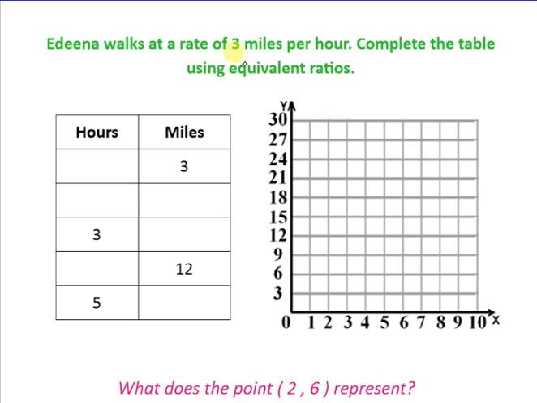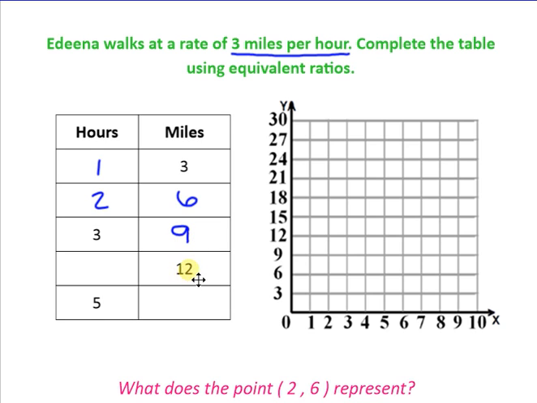Adina walks at a rate of 3 miles per hour. Complete the table using equivalent ratios. So if she walks 3 miles per hour, that means she walks 3 miles in 1 hour. So then, how many miles does she walk in 2 hours? So if she walks 3 miles in 1 hour, she walks 6 miles in 2 hours. How many miles does she walk in 3 hours? We'll add 3 to this, so that's 9.